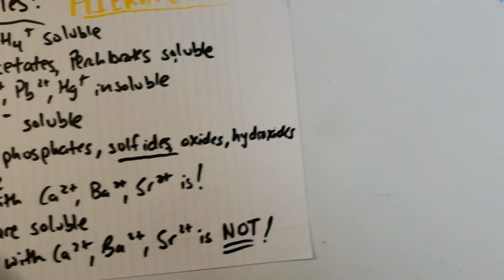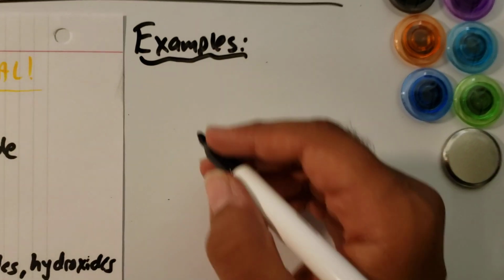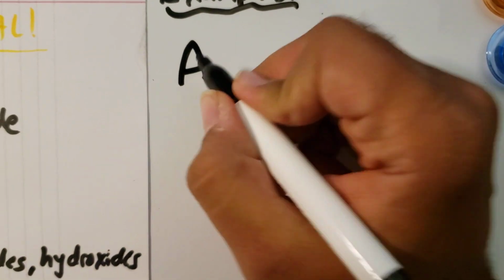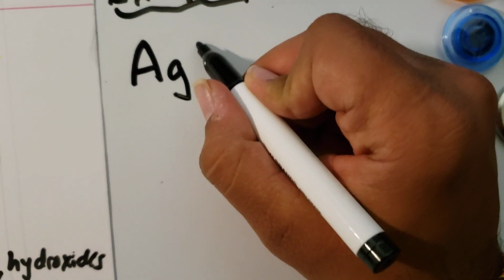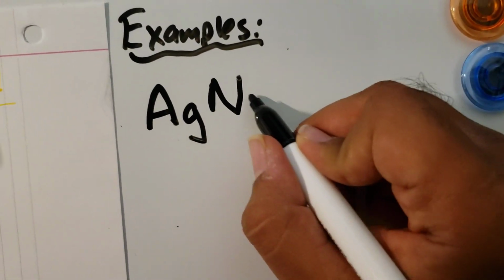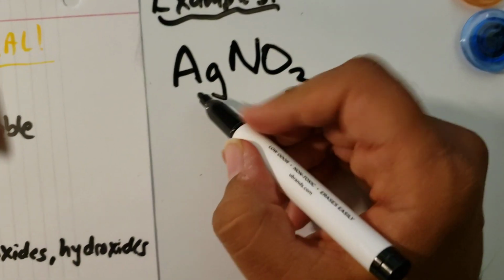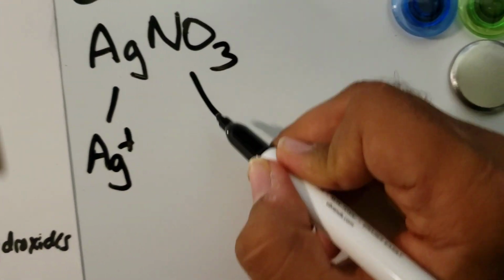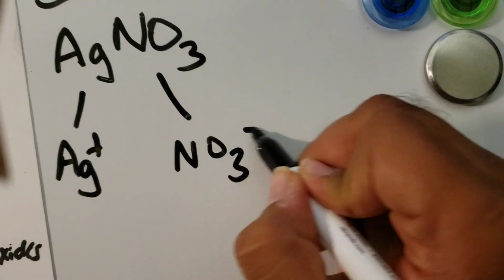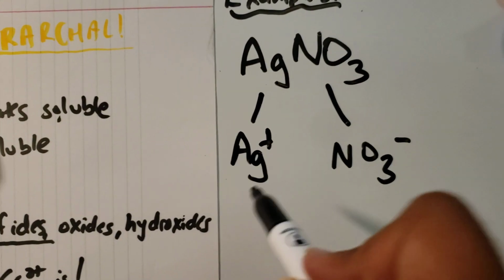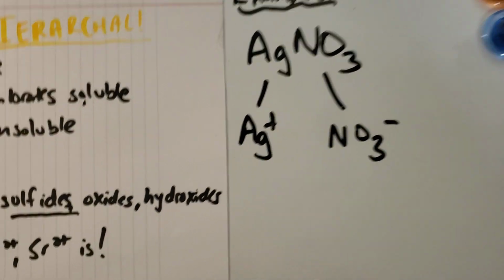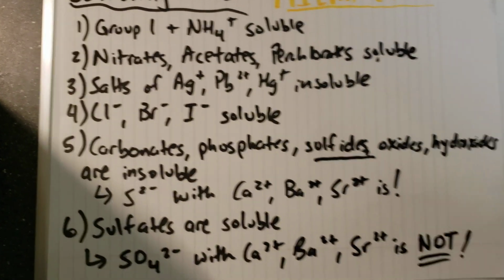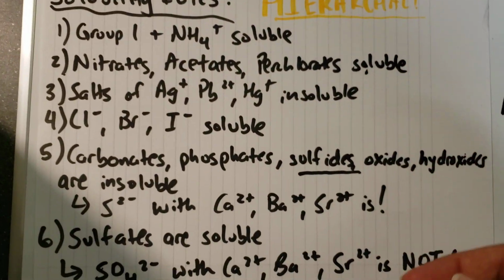Let's do an example real quick just to make sense of this. Let's say we have AgNO3. This is silver nitrate. The first step whenever you're solving one of these problems is to break up the ionic compound into its constituent components, which in this case would be the silver cation and the nitrate anion. Now let's go over to our solubility rules once we've done this and see where this lines up.